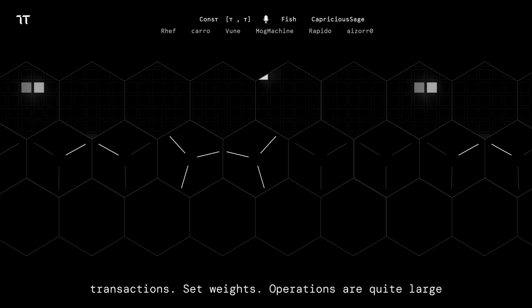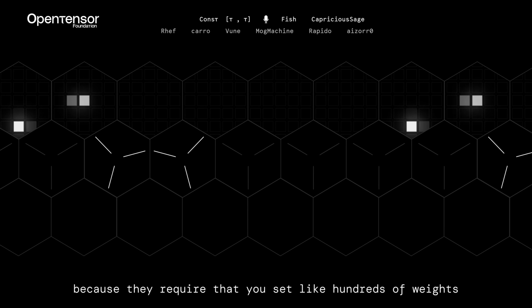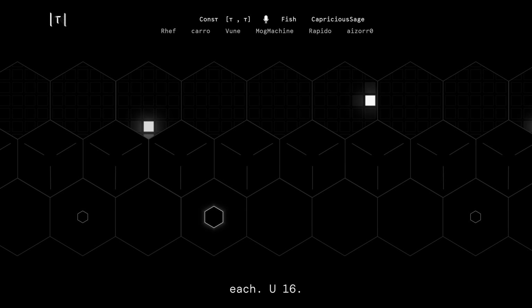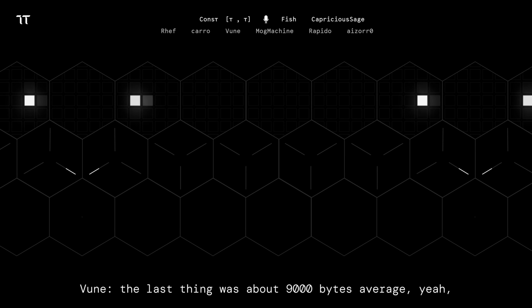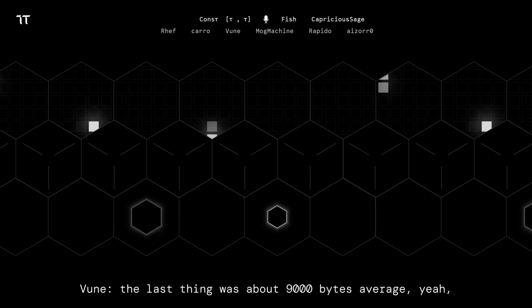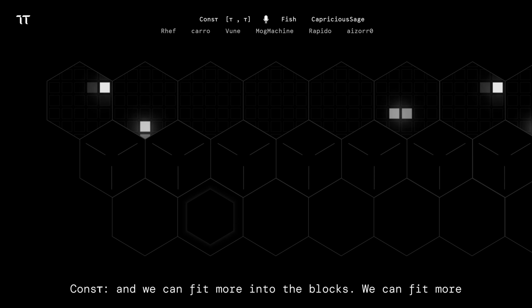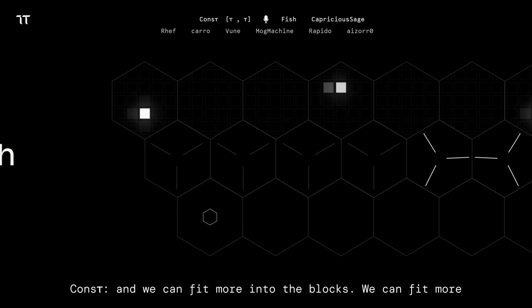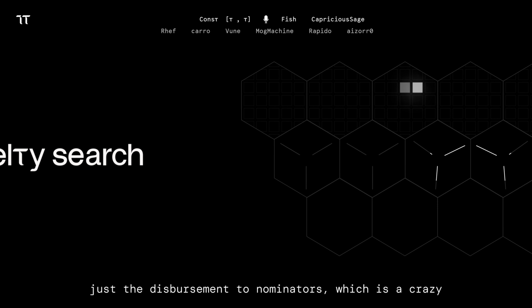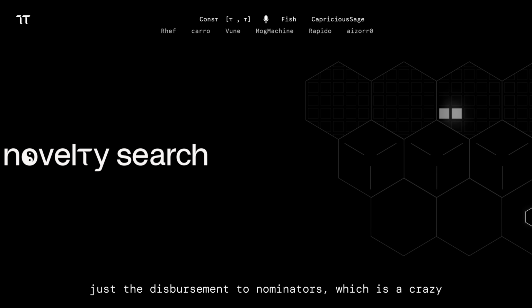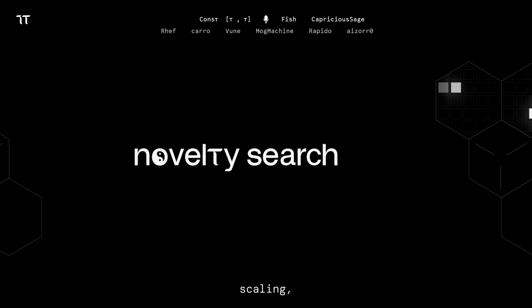Set weights operations are quite large because they require that you set hundreds of weights, each a U16. The last 50 was about 9,000 bytes average. And we can fit more into the blocks now that we're doing lazy accounting on the disbursement to nominators, which is a crazy innovation on the chain for what we can do in terms of scaling.